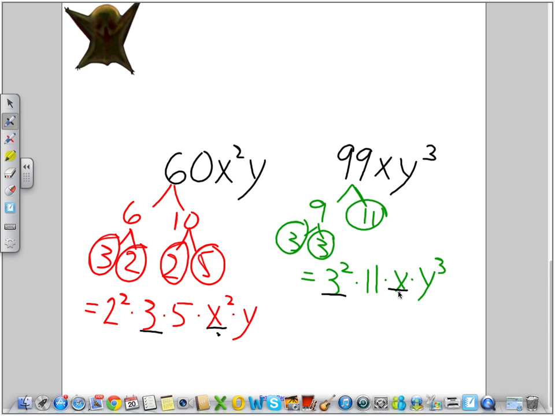So in common, let's write it down here. They have a 3. They have 1 x. And how many y's do you think they have in common? Think about it. They have 1, because this one has 1 y. This one has 3 y's. And so in common, they have 1. So the GCF of these two new numbers with variables would be 3xy. And that's finding GCF.